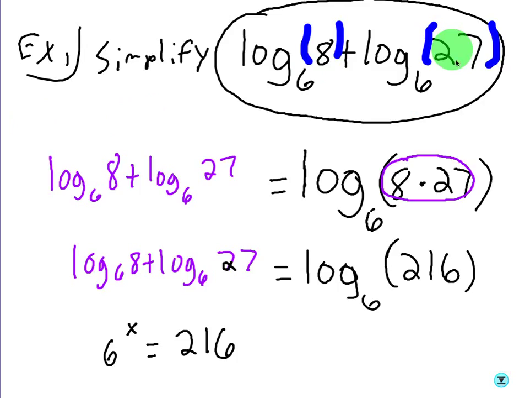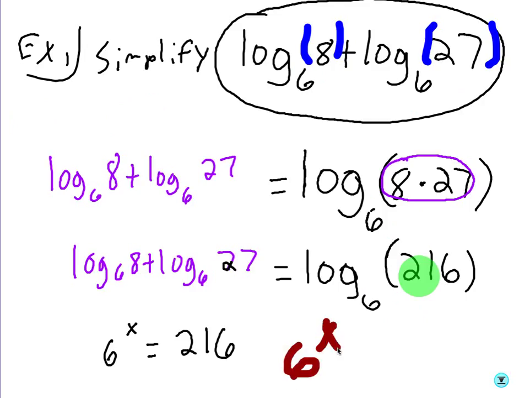We're just going to multiply what's inside the logs and keep the base. 8 times 27 is 216. And then we can convert that to an exponential. Some of you don't have to do that. You recognize that you need to find a missing power here. So in other words, 6 to what power gives you 216? Does anybody know what that's going to be?